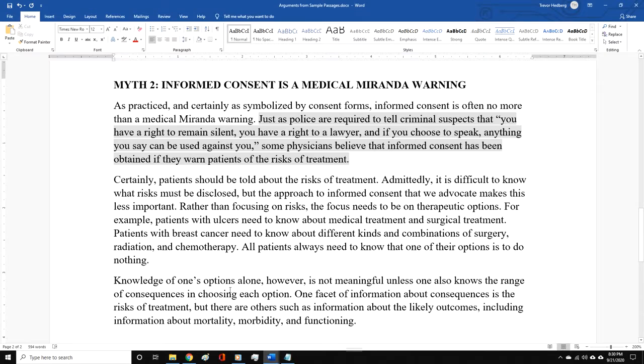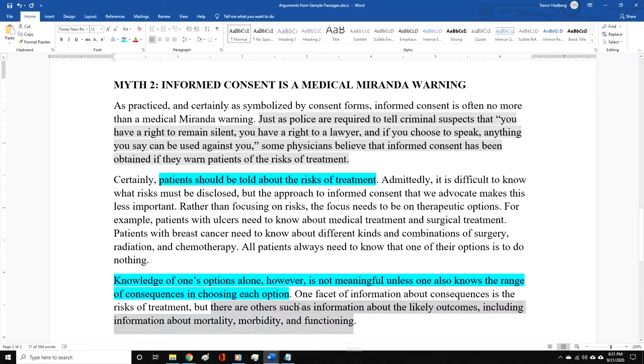There's more to the story. So that's obviously connected to this idea. So let's tentatively mark this as a premise. Seems like this has some kind of premise content, right? And it seems like these two ideas, well, at least this one, need to know the range of consequences in choosing each option. One facet of information is risk of treatment, which they've already established.